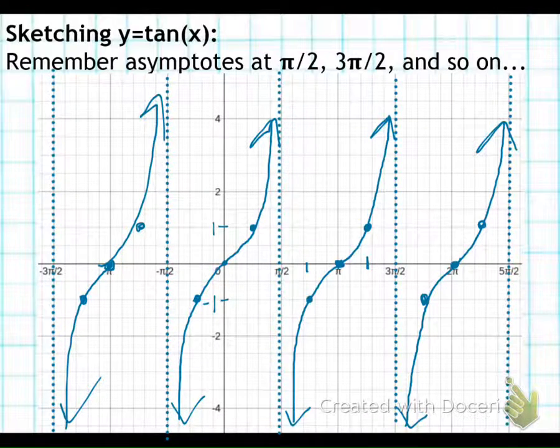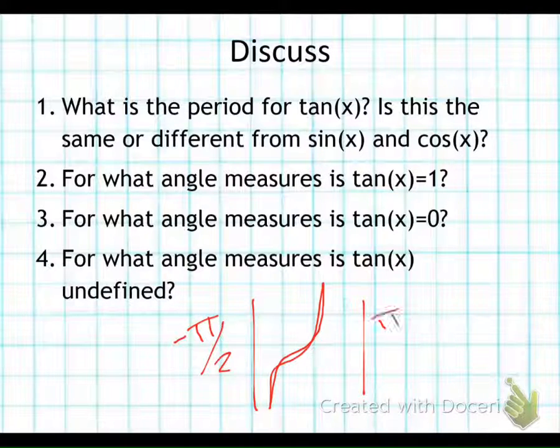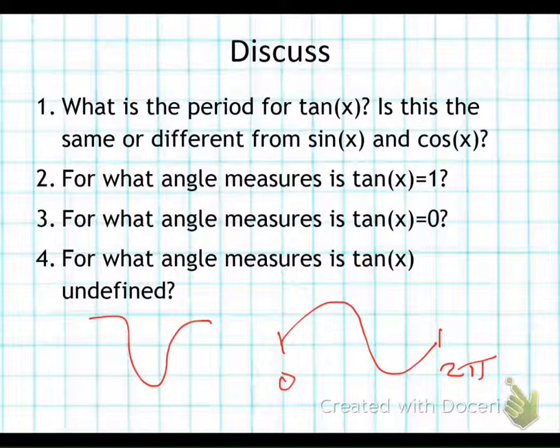After going over our graphs, we discussed these questions. Again, what's the period for tangent x? Remember, that's the width where it repeats, and that happens every pi. This goes from negative pi halves to pi halves, for example. The distance here is pi, so the period for tangent is pi. This is different from sine and cosine, which both have a period of 2 pi. Sine looks like this from 0 to 2 pi, and cosine looks like this from 0 to 2 pi, and then repeats.